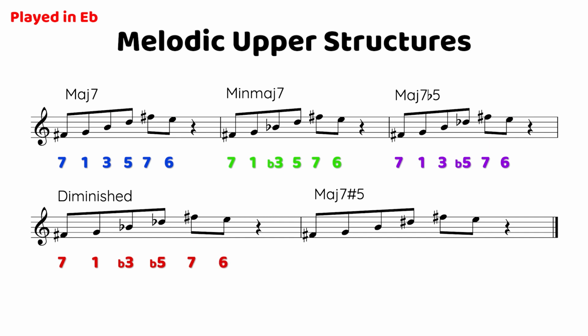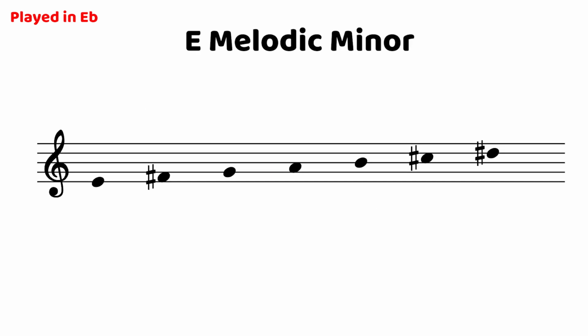There's also augmented major 7. This is pretty useful because this chord is an upper structure of the third mode of melodic minor. So in this case, this would work if you ever had a context where you needed to play E melodic minor.